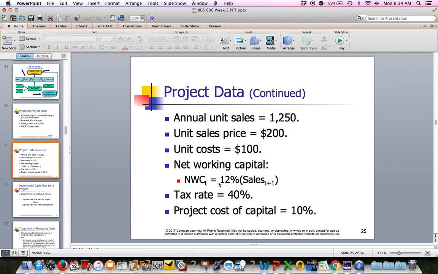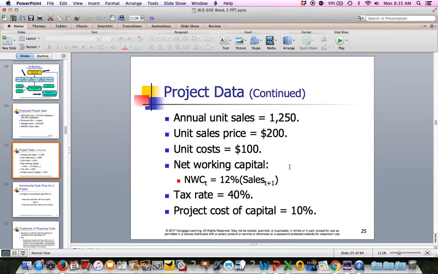So part of my project too is I'm going to have some sales. I'm buying this manufacturing equipment. I'm going to make something. I'm going to sell 1,250 units, sell it for $200. It's costing me $100 to make it. It says my net working capital, and so net working capital, just in case you don't know what that is, is current asset minus current liability. And what we're saying is that my net working capital will go up by 12% of sales.